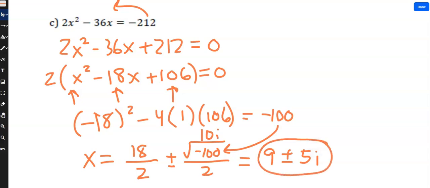I can't combine those together. We know that we've got two different imaginary or complex number solutions. A complex number, remember, has a real part and an imaginary part. So this one never touches the x-axis, ever. Okay, we'll go to the next slide.